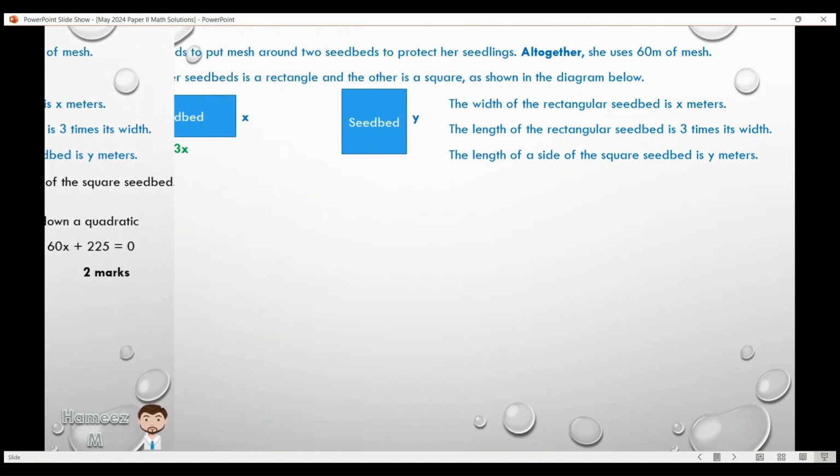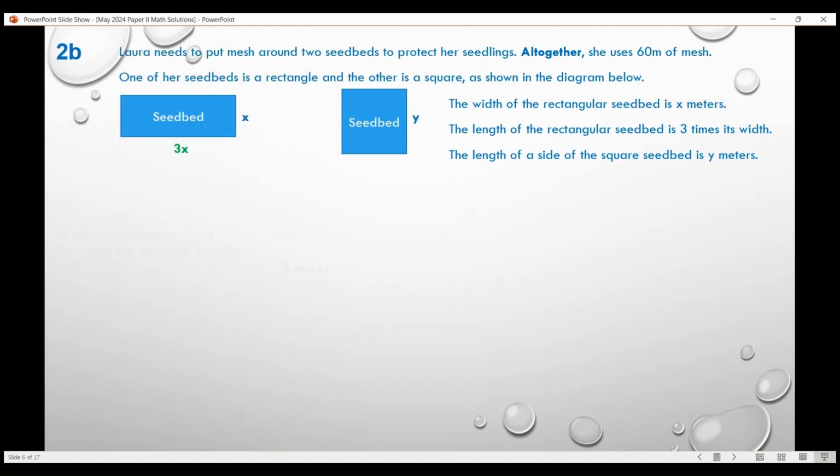Now let's move on. We've already done those parts dealing with perimeter and area. Part 2 now. Solve the equation, the same equation we just got, 0 is equal to x squared minus 60x plus 225, using the quadratic formula.